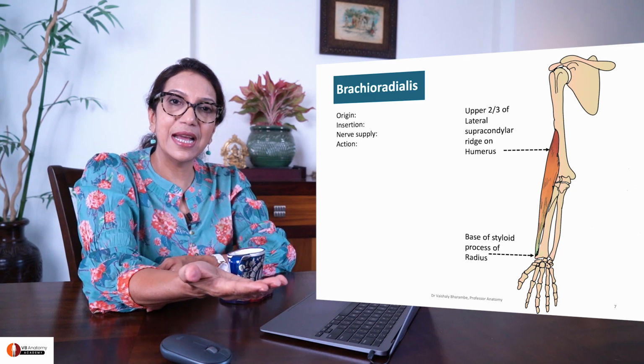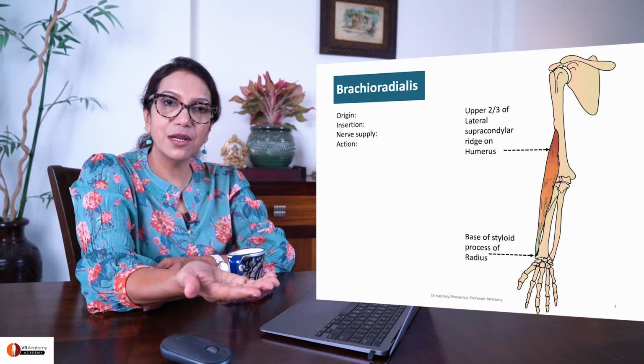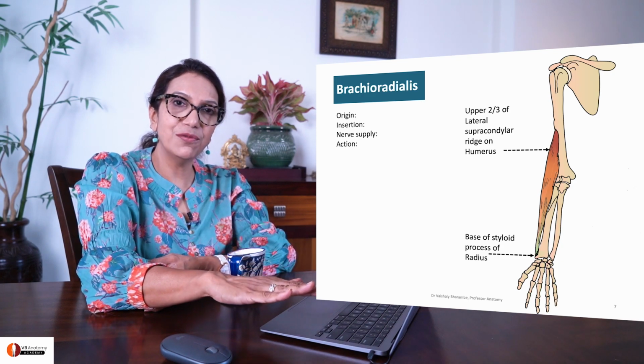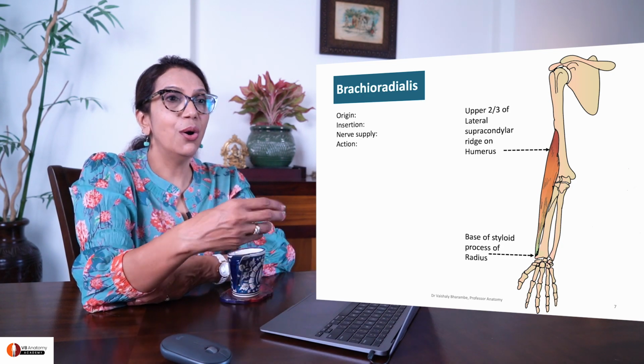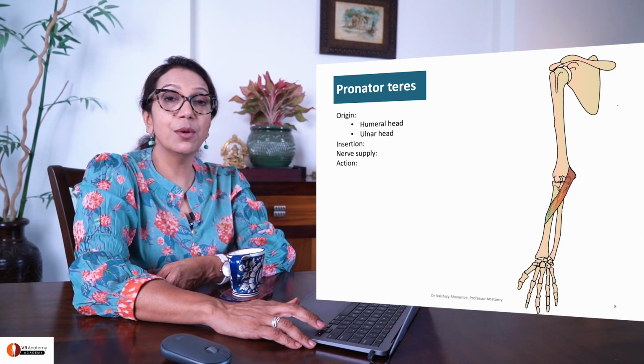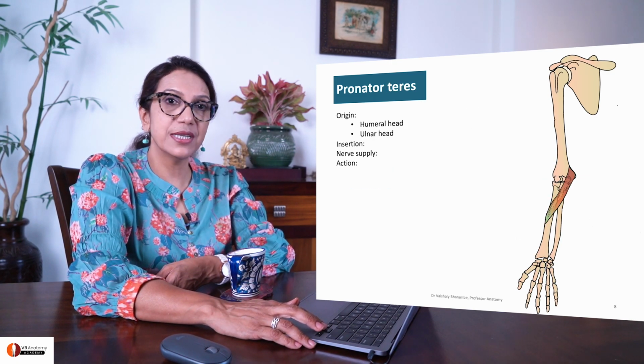It's also said that it is capable of bringing a supinated forearm to mid-prone position or a pronated forearm to mid-prone position. All these are actions of brachioradialis. Let's talk about the medial boundary, the pronator teres.